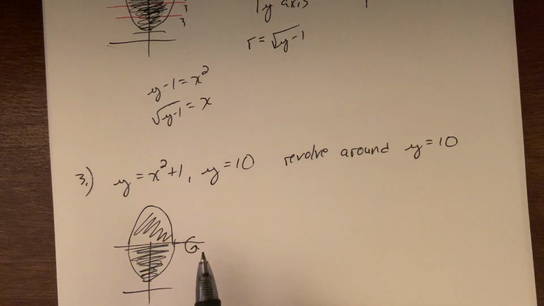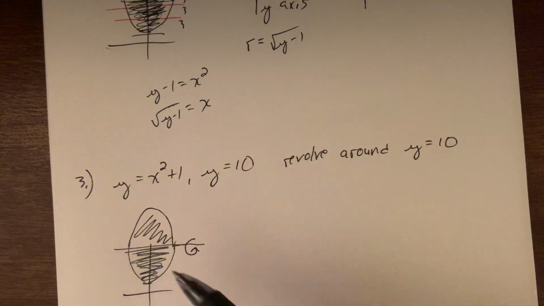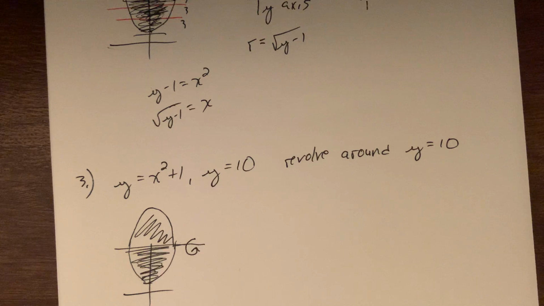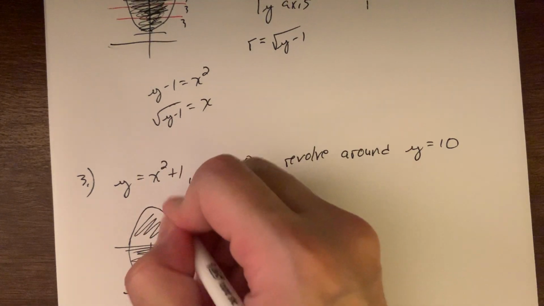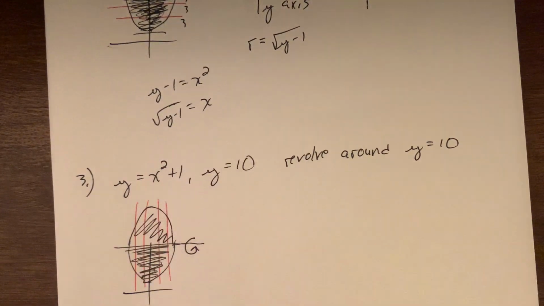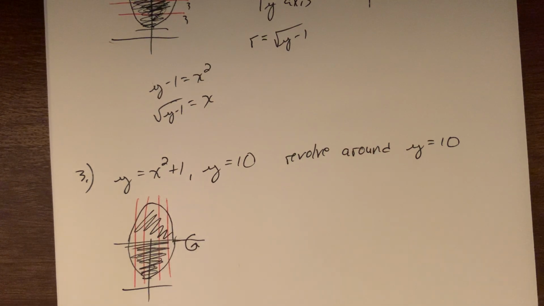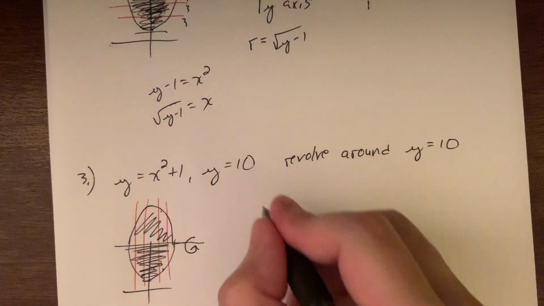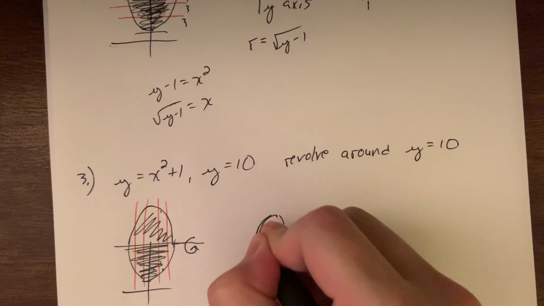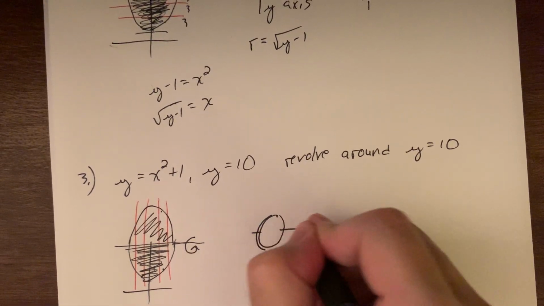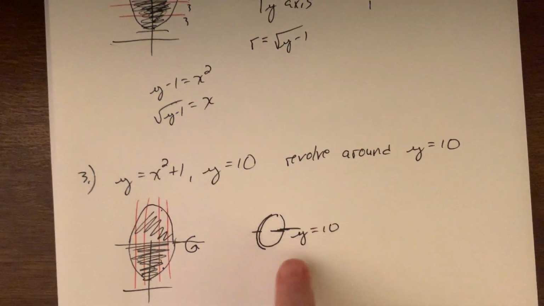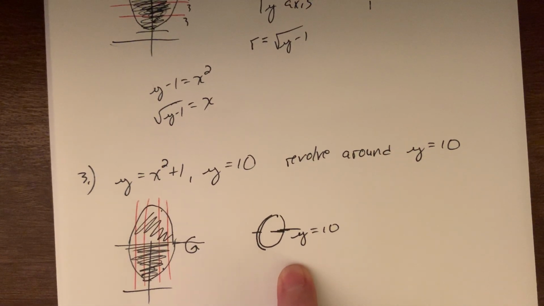Okay, well, I revolved around this line, so my roundness is in this direction. So if I want to chop, I have to go across that line. So this time I'll go back to my vertical chops. And now with my vertical chops, from here to here is entirely shaded. So I'm back to a disk. This time it's the y equals 10 going through the middle of that disk.